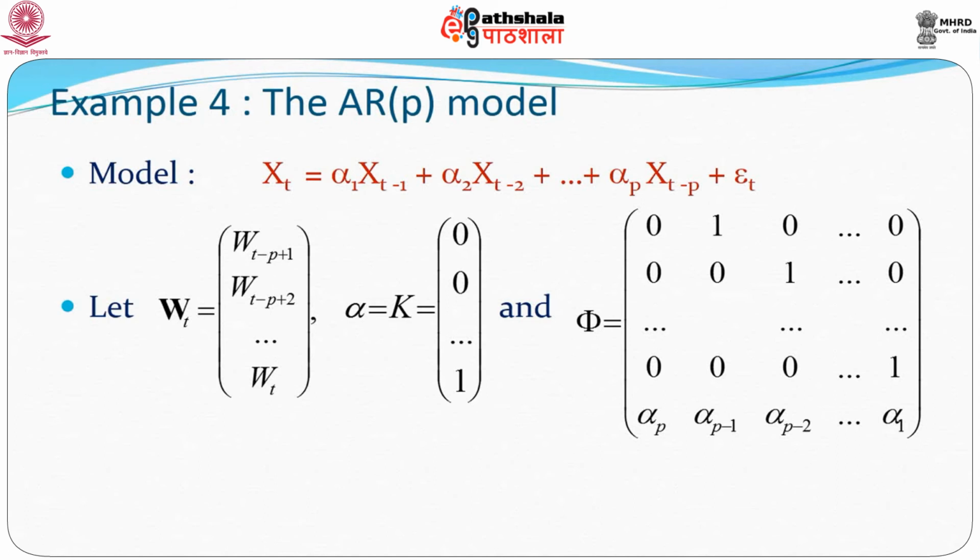Now, k epsilon t, what does it do? It picks up the element epsilon t only for the last equation. And what about the remaining equations? The remaining equations basically become identities. So, xt minus p is picked up from wt, the first element of wt.